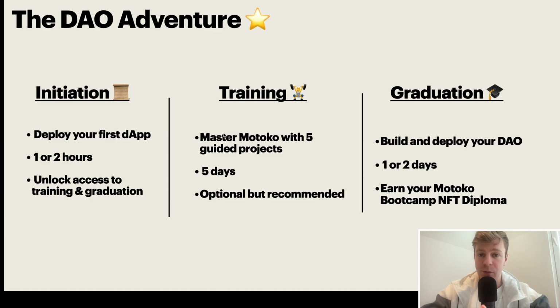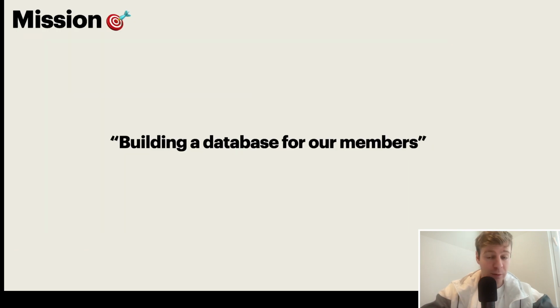So if you're not familiar with the DAO Adventure, we have 3 phases: initiation, training and graduation. We are right now in the training phase. The training phase is composed of 5 Motoko projects where I guide you through the code. Those projects are optional but recommended. The goal is to get you ready for the graduation. In the graduation, you build and deploy your own DAO and you can earn your Motoko Bootcamp Diploma. Alright, so let's jump into today's mission.